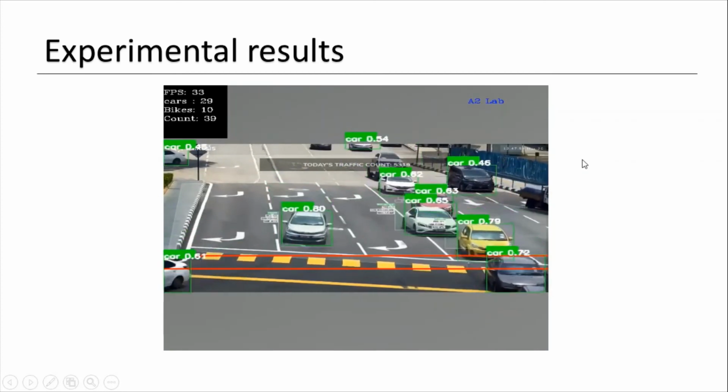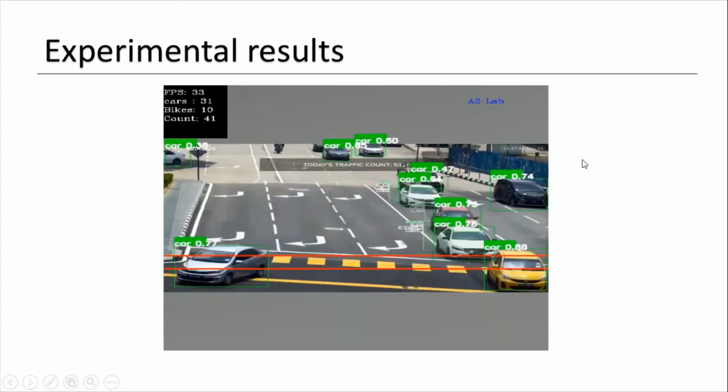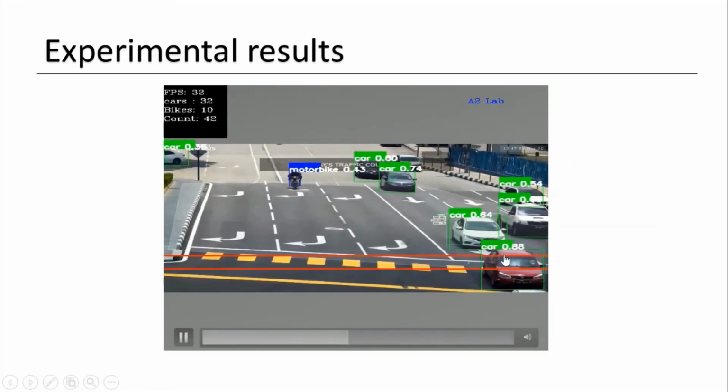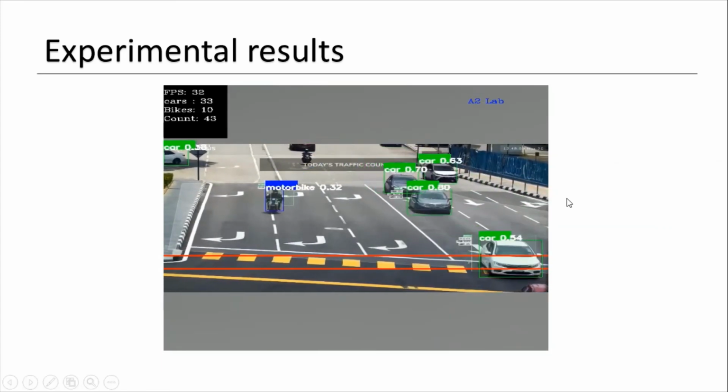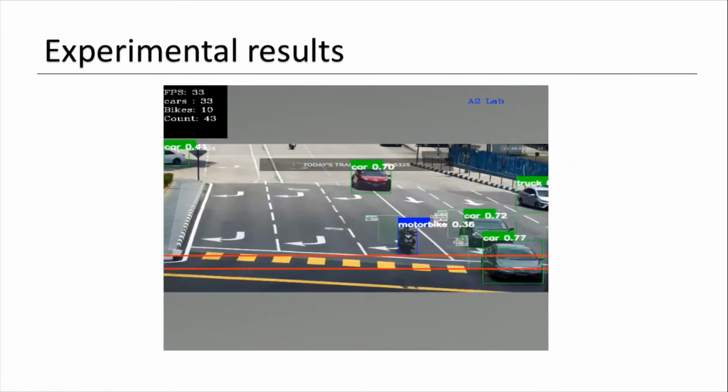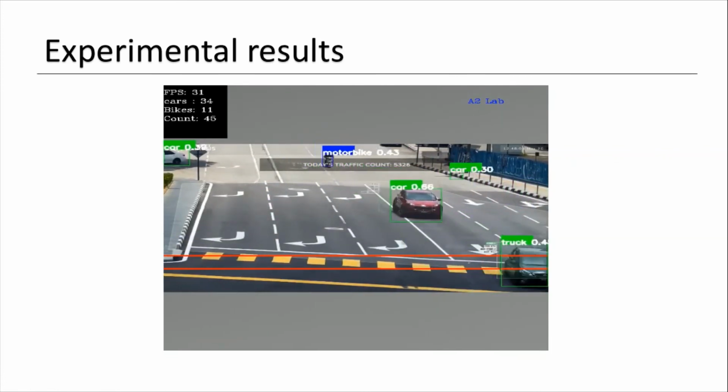For the counting algorithm, we use a point recorder. We use the line and the point recorder to record the line, and we record the area that the car passes through, so we guarantee that the car will not be counted repeatedly.